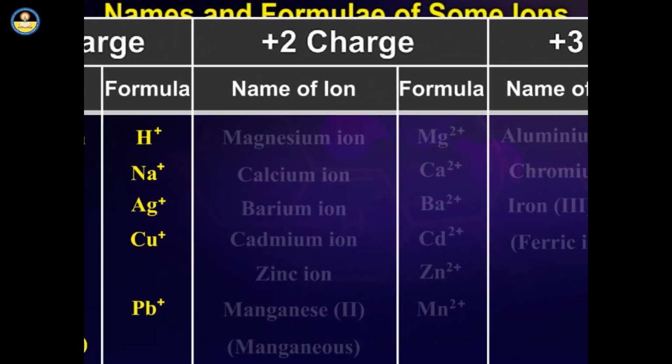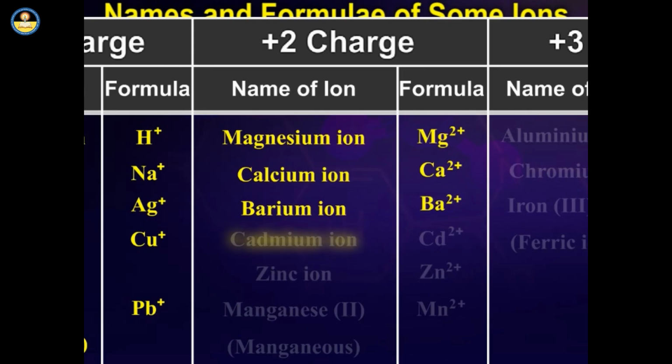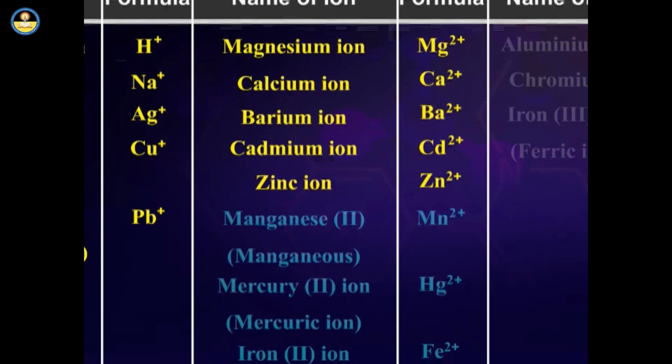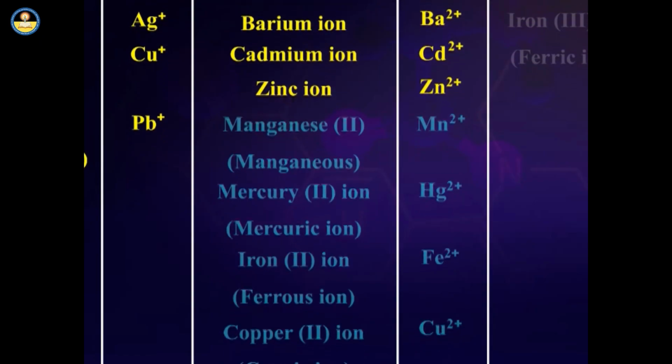Name of the ions having +2 charges are magnesium ion, that is Mg2+, calcium ion, Ca2+, barium ion is written as Ba2+, cadmium ion is written as Cd2+, zinc ion is written as Zn2+. You can see rest of the ions with +2 charges on the screen.